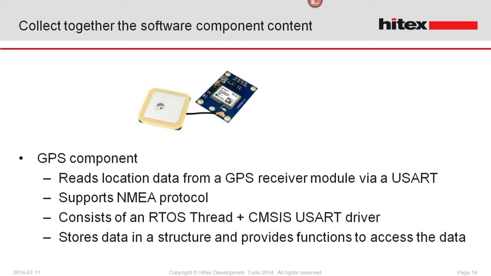And then all of the data that we get from the GPS receiver is made available through a global structure that can be read via a set of helper functions. So we'll talk through this, and this actual component will be available to download and have a look at how all of this works later on. We'll send you out the link for this later.